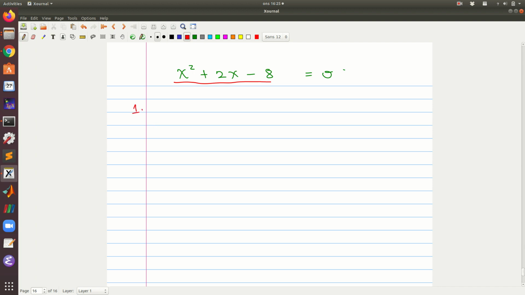So step 1 is to always find the factors of the square term. The square term is x squared and the factors of the square term are x and x. So what we do is put them in brackets here, x and x. Next we look at the constant here and write down its factors.